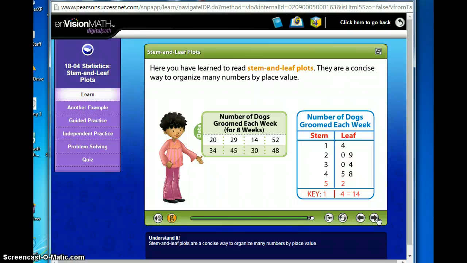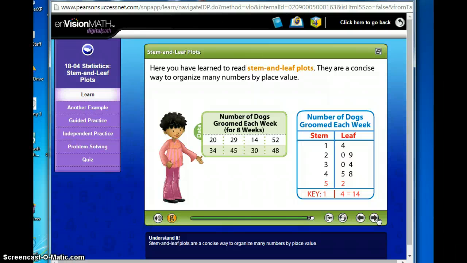Meaning if you have 2 29s, then you need another 9 here to show that there are 2 29s. Okay? If there are 3 29s in your data set, then you need 3 9s total over here. Every single one gets listed. You can't say, oh, I already put a 29. No, because that then shows that there was only 1 week of 29 dogs.